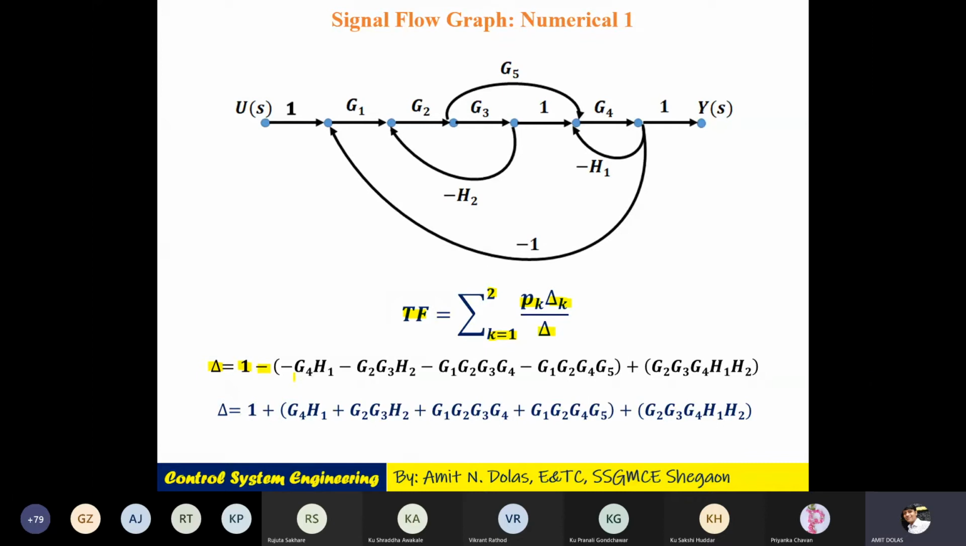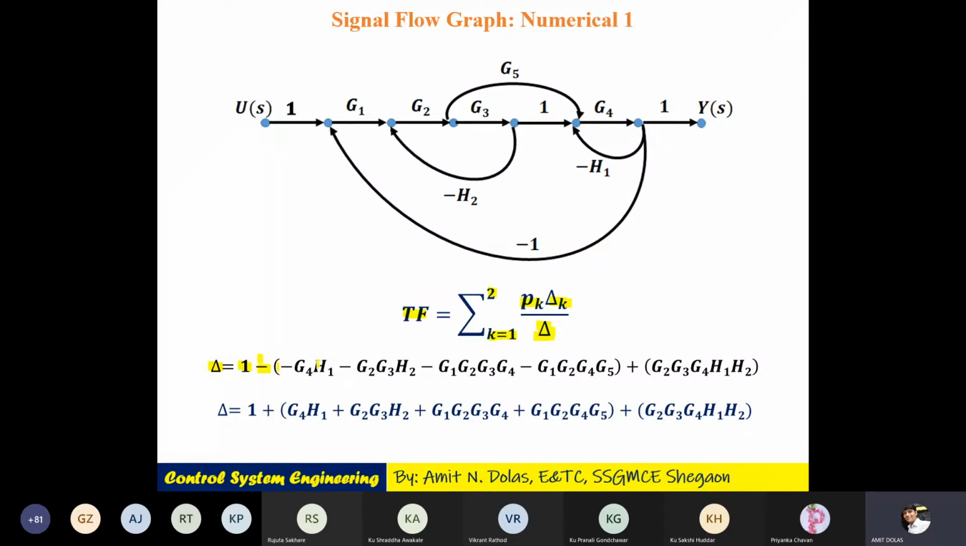summation. Yes, any question? Any question? Okay, so delta is equal, delta is what, determinant? It is 1 minus the sum of all the loops.